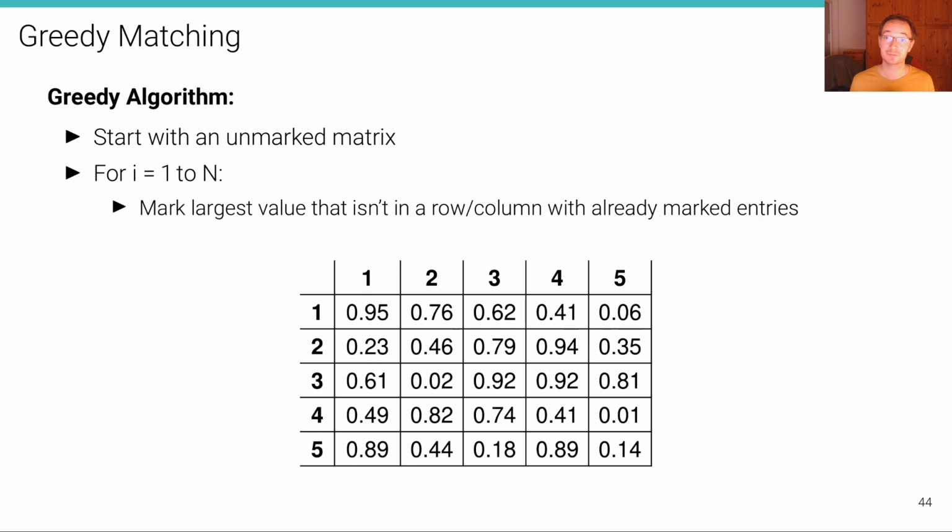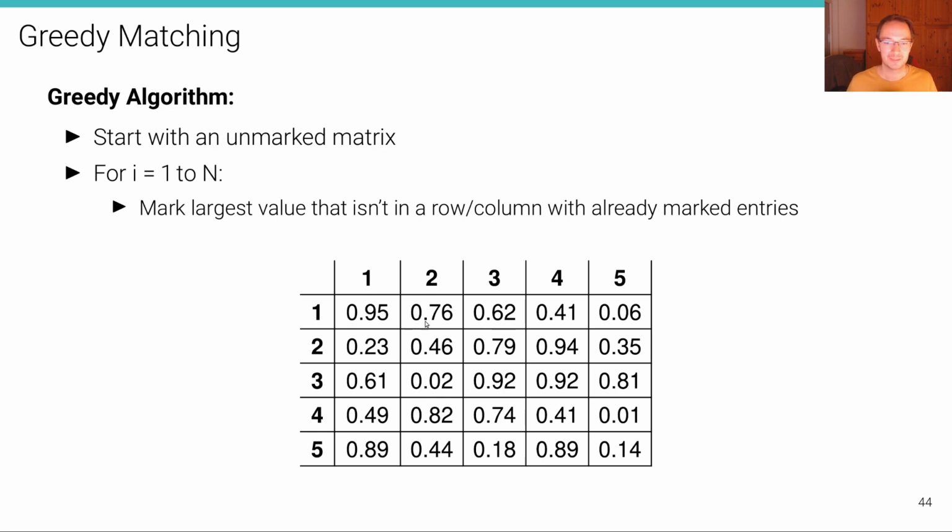And the simplest algorithm is called a greedy algorithm. And it's very simple. We start with an unmarked matrix, and then for i equals 1 to n, we mark the largest value that isn't in a row or column with already marked entries. And that's it. So let's look at an example.